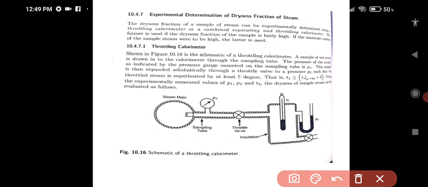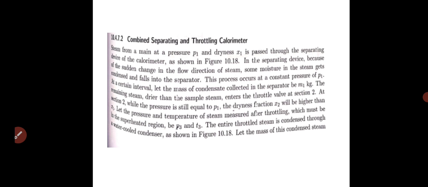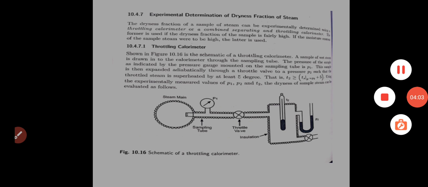Now the sample is taken and it is expanded. You can see this vessel here, it is expanded. And when it is expanded, I am going to see the temperature. So you can see the thermometer here and you can see the manometer here. So you have got thermometer and manometer and it is expanded.